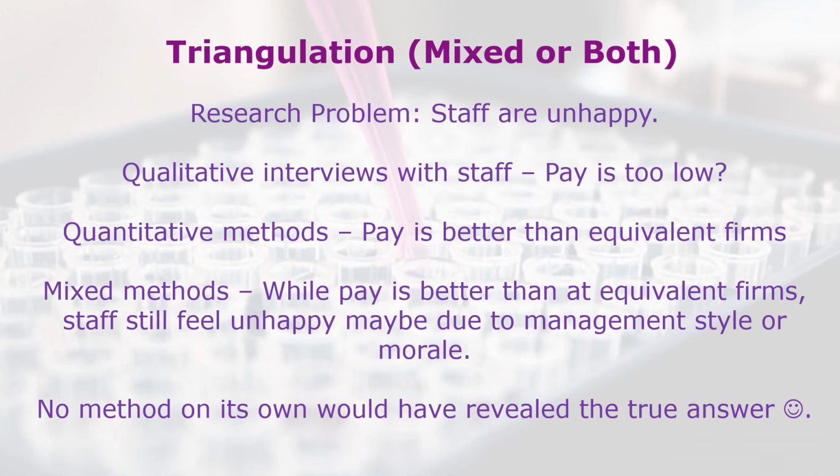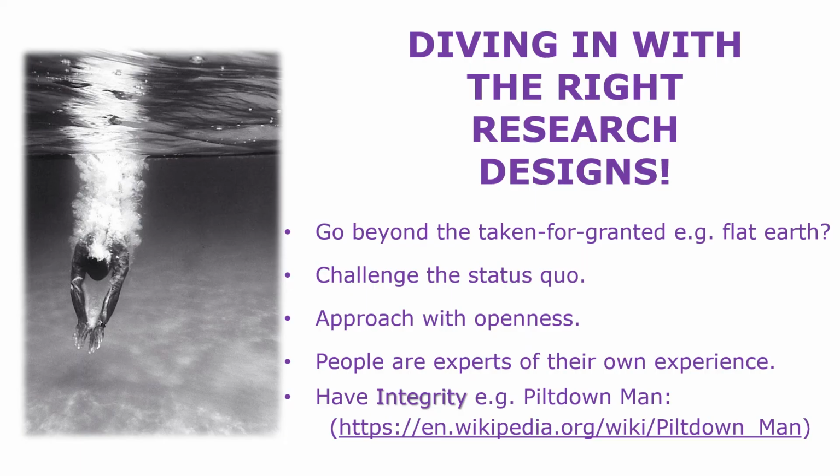So you can see that no method on its own would have revealed the true answer. In this case, you needed to have done both qualitative and quantitative. If you had just said the pay is too low, based on qualitative research, or just said quantitatively that pay is better than equivalent firms, that doesn't tell you what the problem is. So the only way is a mixed approach. You go back and interview them again, and they might start to tell you that actually the pay is better than at equivalent firms, but staff still feel unhappy, maybe due to management style or morale or certain things, right?